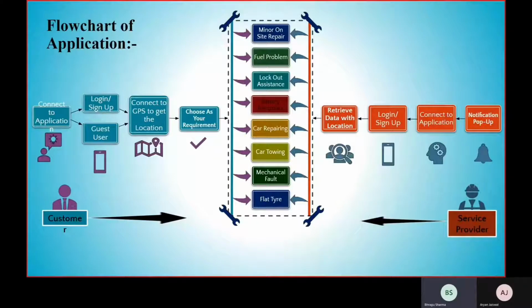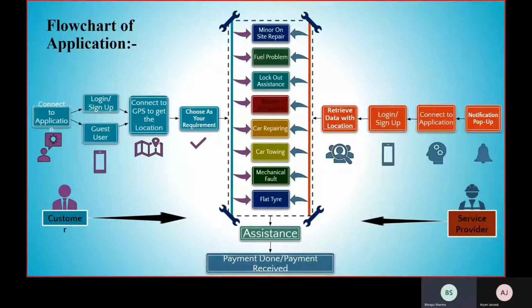Then he logs into the application and retrieves the data and the location of the customer, and the data is all about the accidents or the repairs or the tools he needs, like minor on-site repair, fuel problems, lockout assistance, car repairing, car towing, mechanical fault, flat tire. Then the service provider takes tools and gives the assistance to the customer, and after that the payment will be given to the service provider.